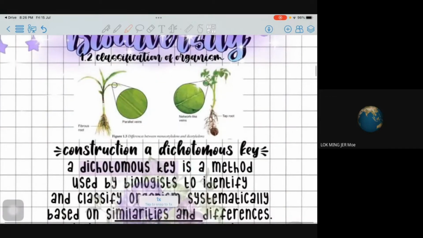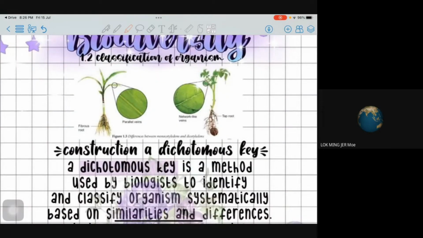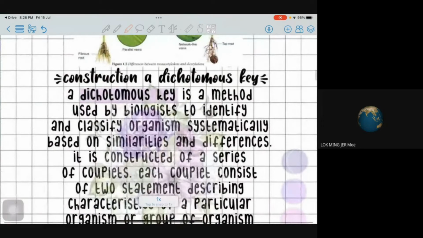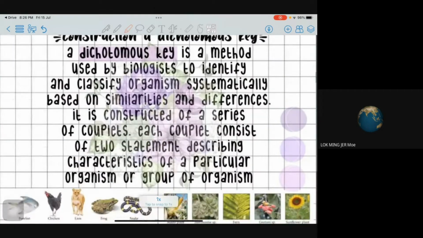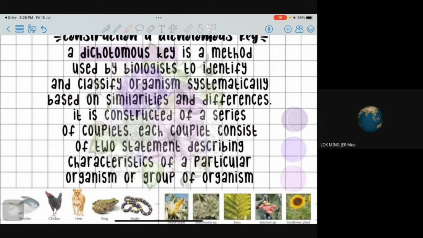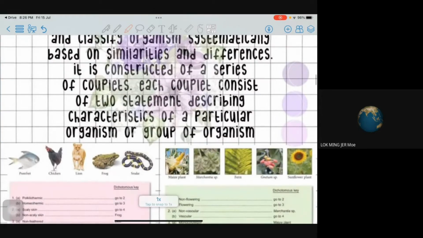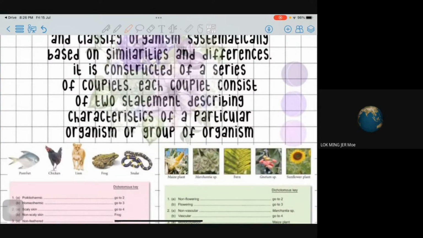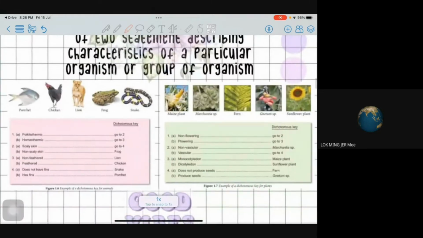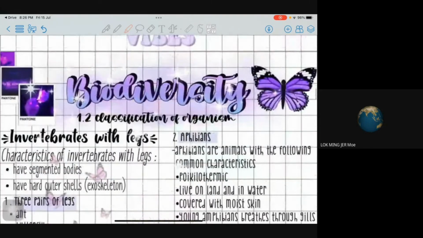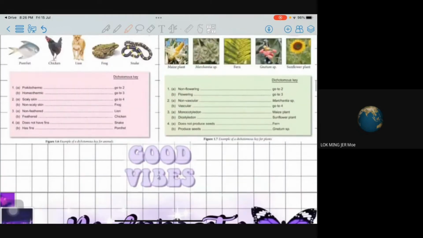Okay, and then you learn about classification of organisms, which is the construction of a dichotomous key. Still remember? It is a method used by biologists to identify and classify organisms systematically based on similarity and difference. It is constructed of a series of couplets. Each couplet consists of two segments. This one is an example of dicotyledon and monocotyledon, I guess.